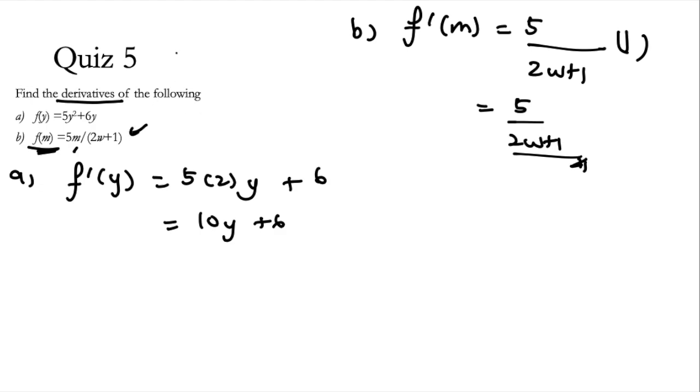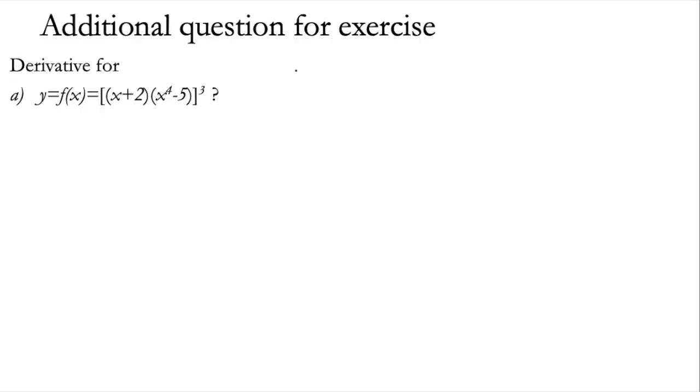That's it. Okay. Now, apart from the questions from quiz number 5, I do have an additional question for exercise, which is this. Derivative for this. So let's say we have this. You can see here y as a function of x, in which in square brackets x plus 2 multiplied by x to the power of 4 minus 5, and then close the bracket, the whole thing to the power of 3, or cube.